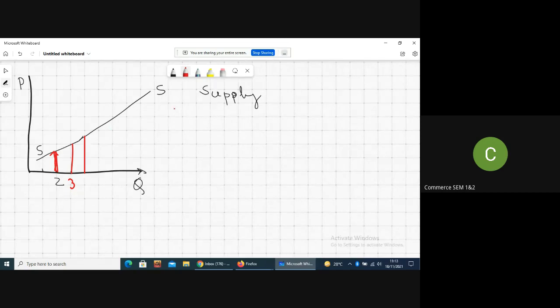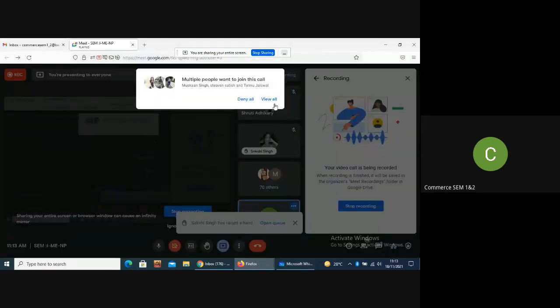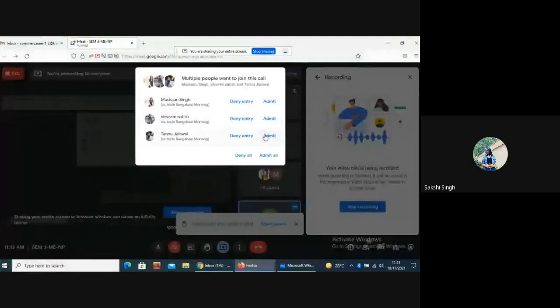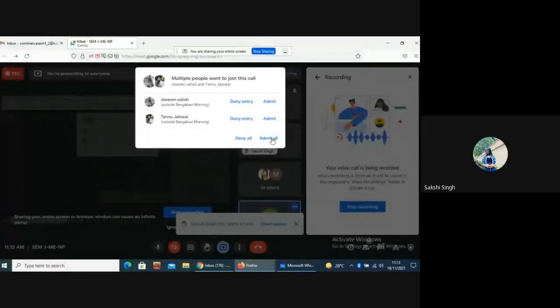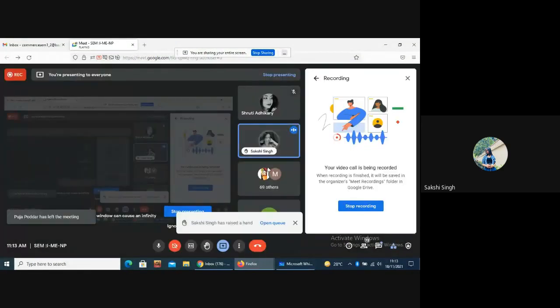Next is the law of supply. Can anyone tell me what the law of supply is? Yes. Keeping other factors constant, when the price of a commodity increases, its quantity supplied increases and vice versa.